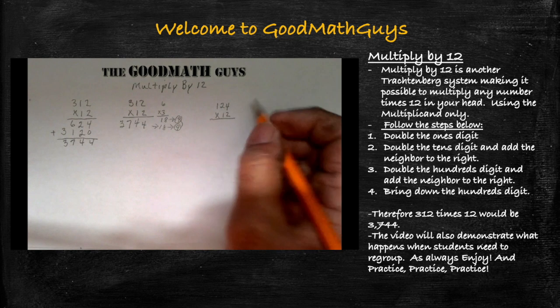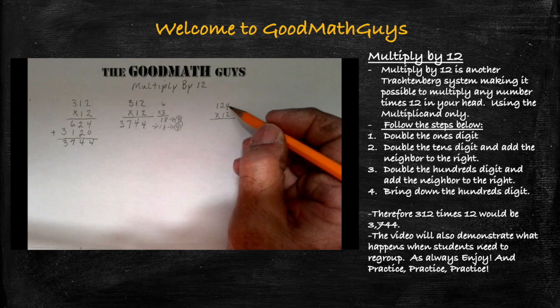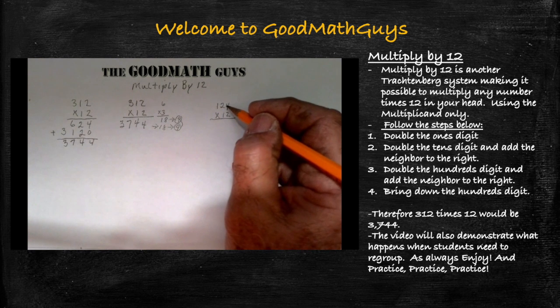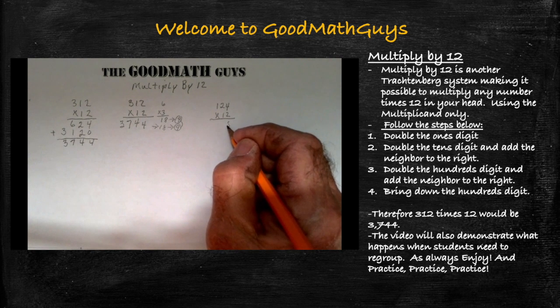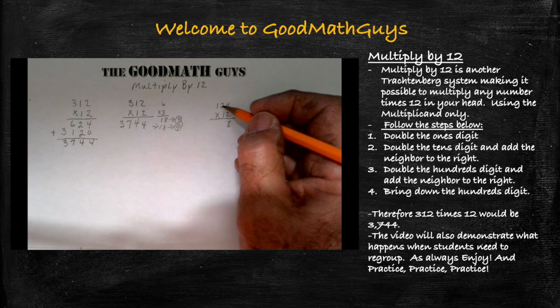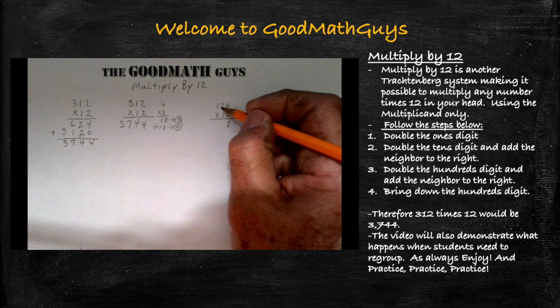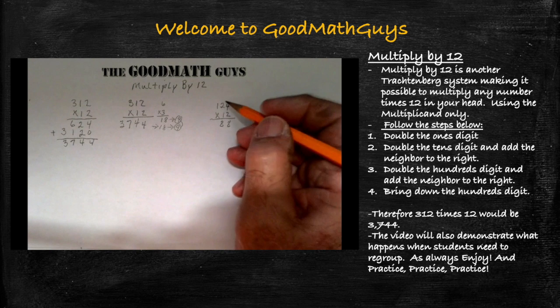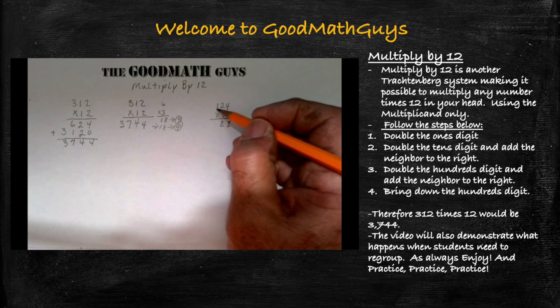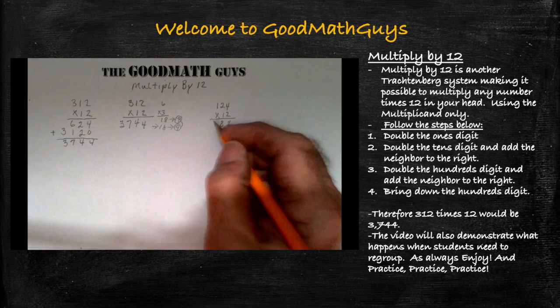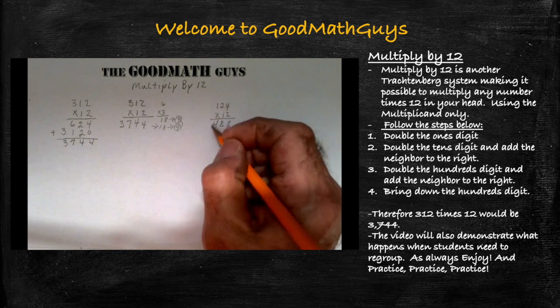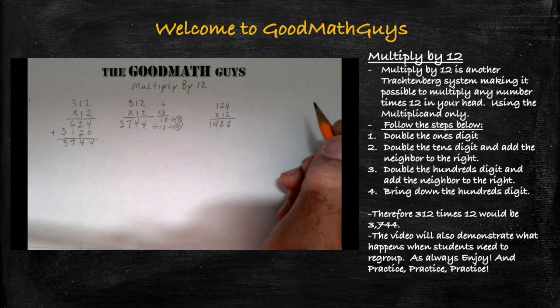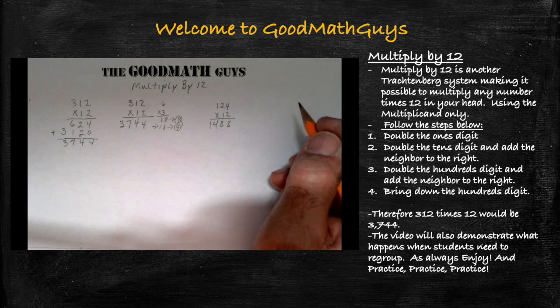And remember again, the only number that gets manipulated is the multiplicand. So what we want to do here is double the 1's digit, 4 doubles to an 8. And then we're going to double this digit, 2 doubles to a 4, and add the neighbor to the right. So 2 doubles 4, plus 4 is another 8. Then what we're going to do is double this digit. 1 doubles to 2, plus the neighbor to the right is 4, and then simply bring down the 1. So we think 124 times 12 is 1,488.